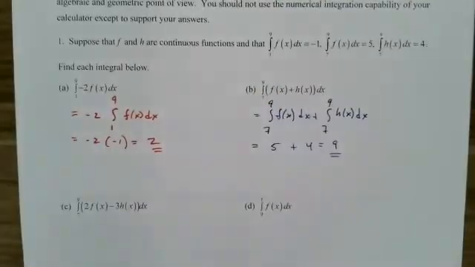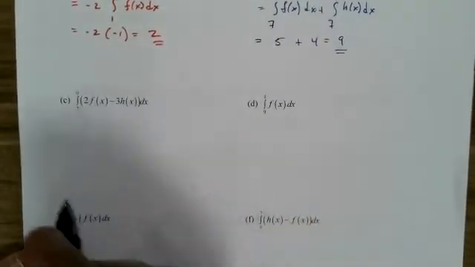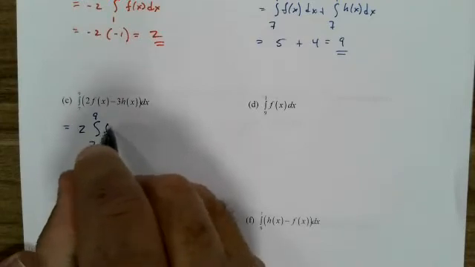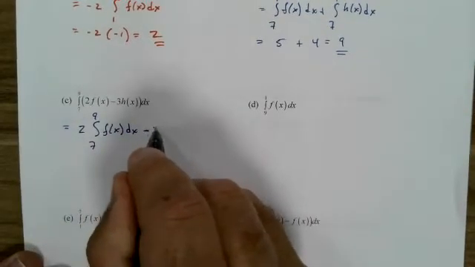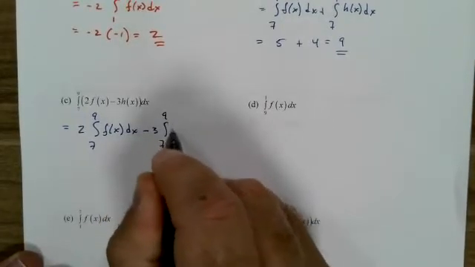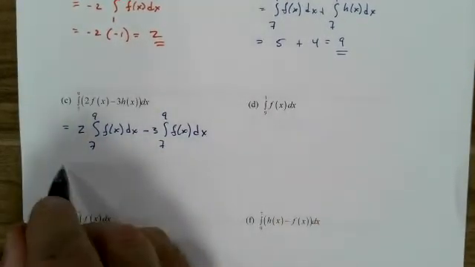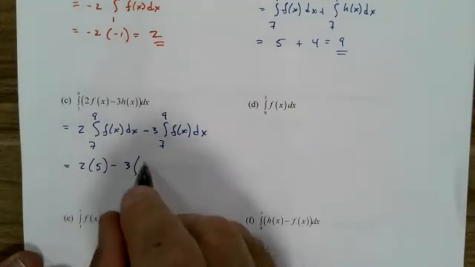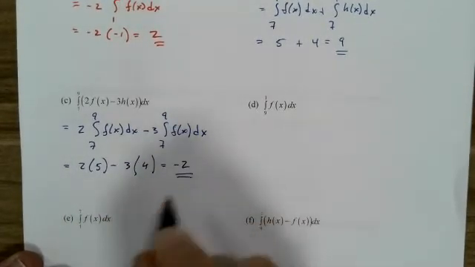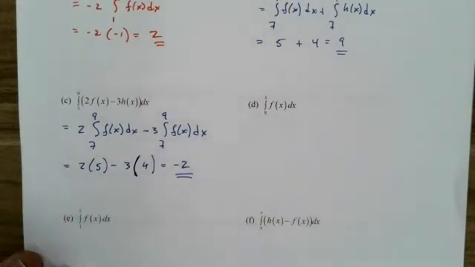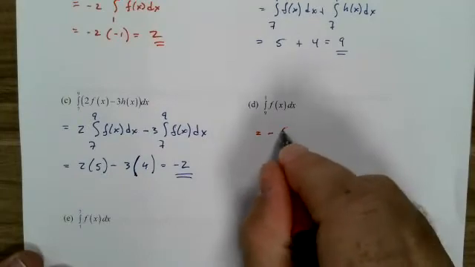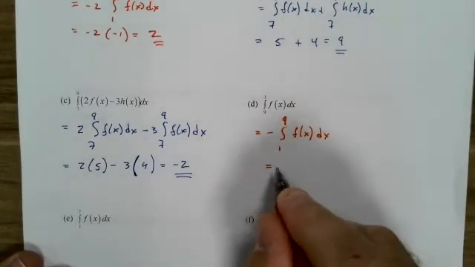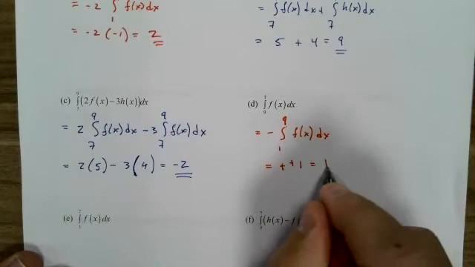I'm gonna scroll down, move the page so you can't see up above here. You'll have to take my word for it. 2 integral 7 to 9 f of x dx minus 3 integral 7 to 9 f of x dx equals 2 times 5 minus 3 times 4 equals -2. This is equal to negative integral 1 to 9 f of x dx equals -1 is 1.